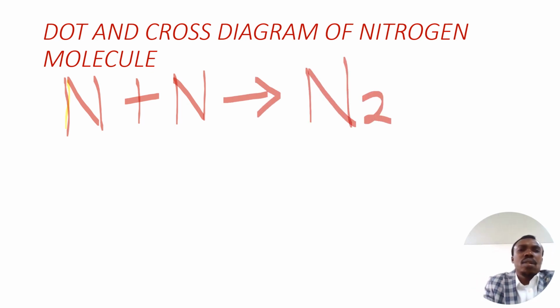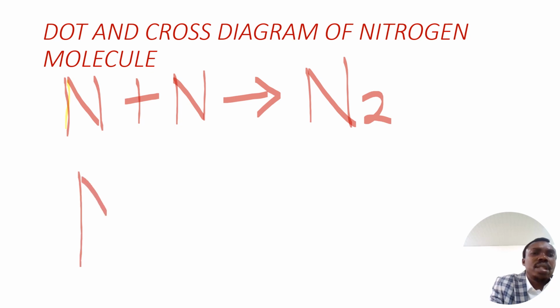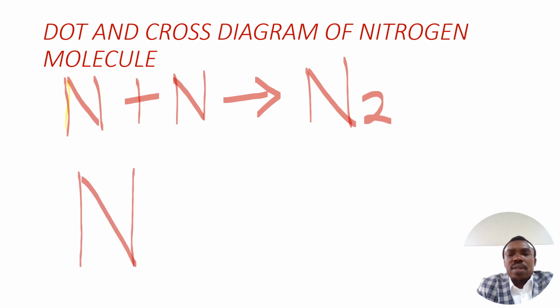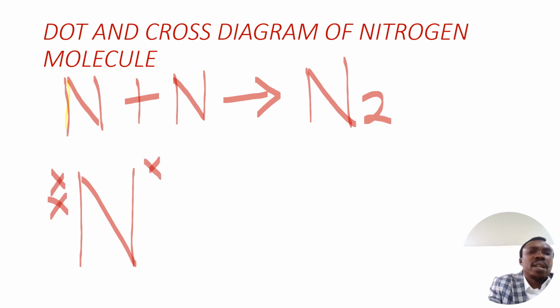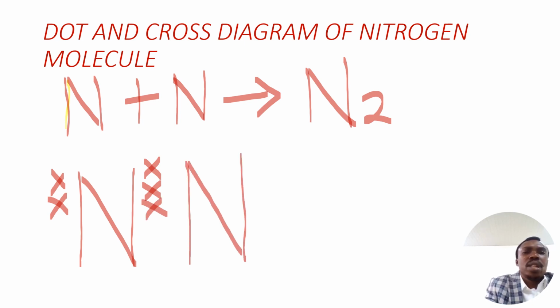So if we are to draw the dot and cross diagram, this is nitrogen. Nitrogen has 5 electrons in the atom shell. So we use the cross for the first nitrogen atom: 1, 2, 3, 4, and 5. Then the next nitrogen atom also has 5 electrons in its shell, so we are using dot here: 1, 2, 3, 4, and 5.